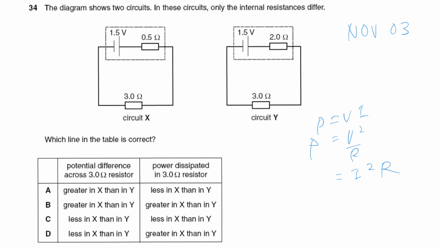Why? Because we already know that this PD is higher than this PD, correct or not? And we know these two have the same resistance. So we're comparing these two. Resistance is the same. Who has a larger PD, X or Y? X. So X will have higher power dissipated. So the answer is B.